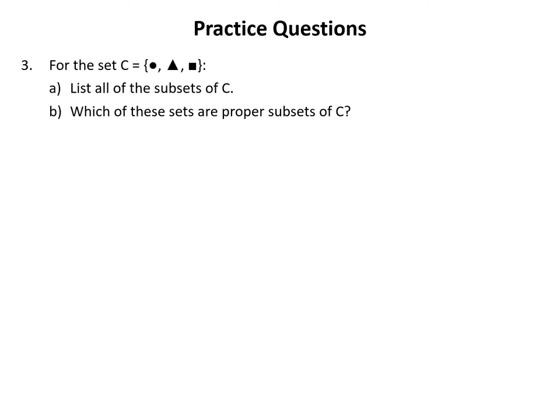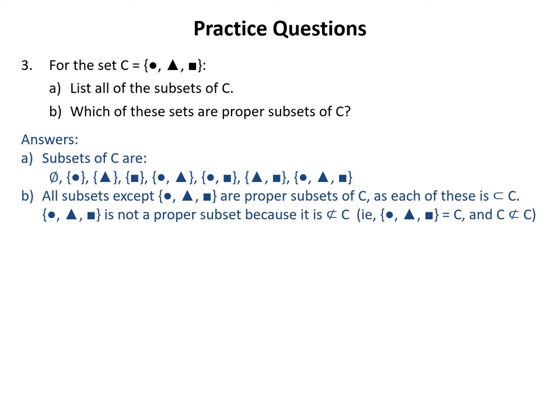Question 3. For the set C equals, given in roster notation, a set of three shapes: a circle, a triangle, and a square. Then we're asked to do the following. For A, we're asked to list all of the subsets of the set C. And in part B, we're asked which of these sets are proper subsets of C.